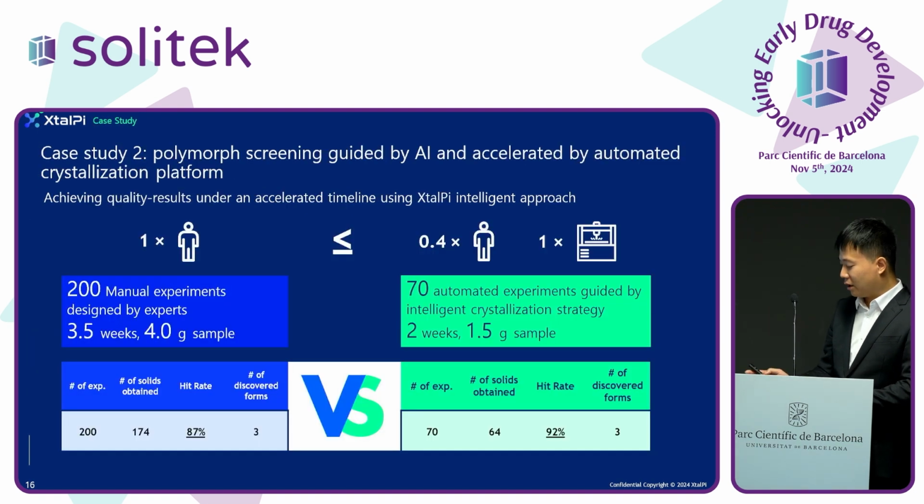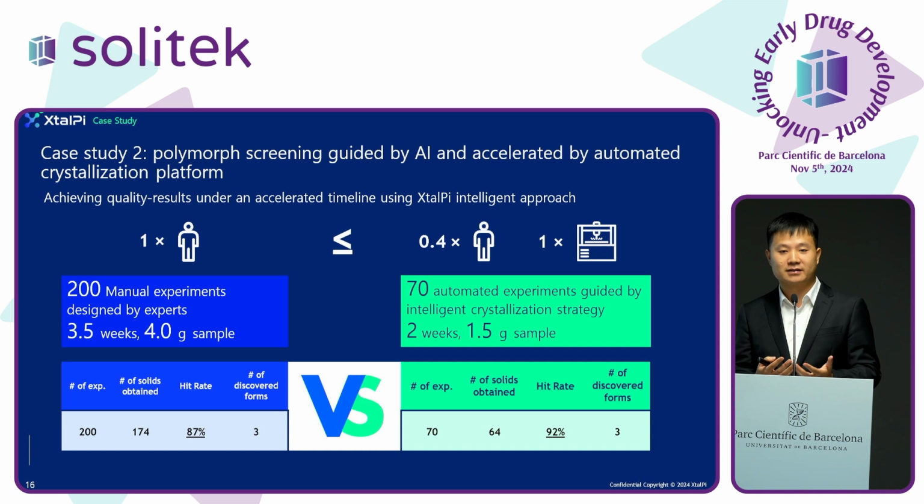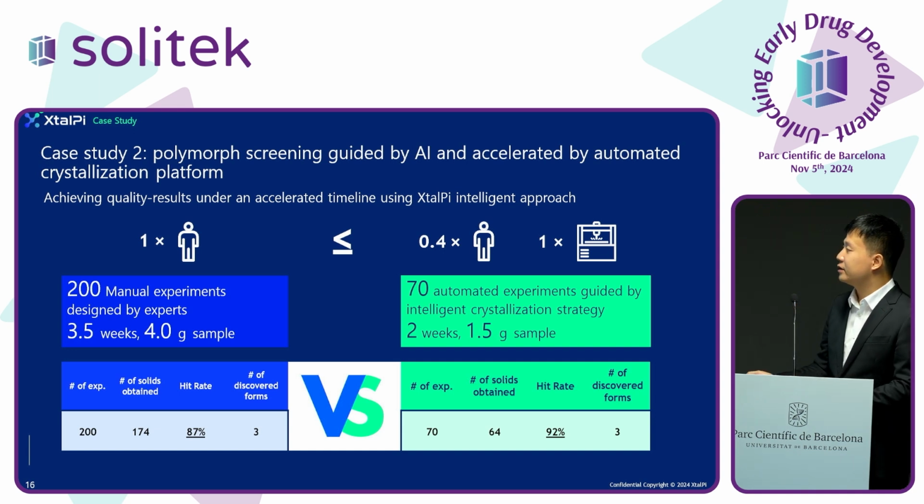And here, let me show an example. It's like an in-house blind test. A scientist did a screening experiment for a compound. He did 200 manual experiments, which cost 3.5 weeks and around 4 grams of sample. Amongst the 200 experiments, the powder hit rate was around 87%, which is already reasonably good. And then he found 3 polymorphs in the system.